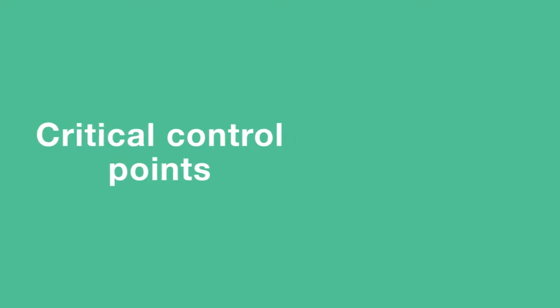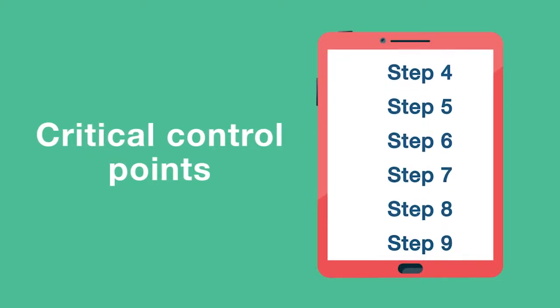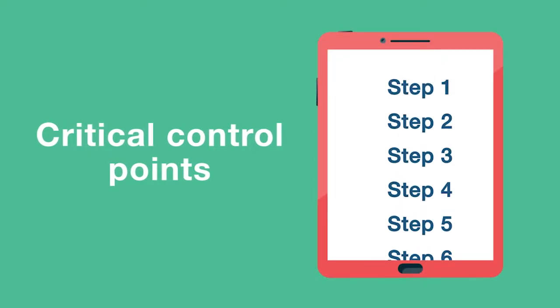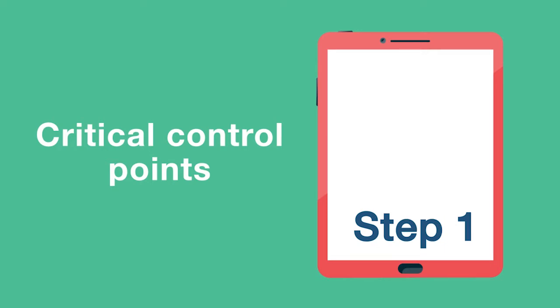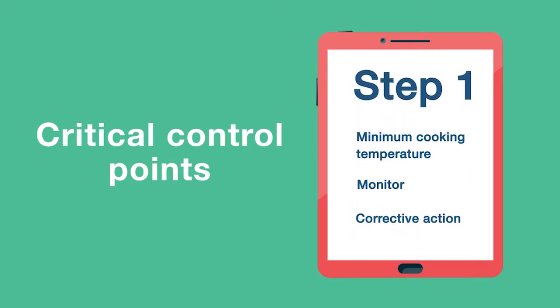Anna will need to determine whether any of the steps she takes are critical to the product's safety, and if so, she will identify these as critical control points in her plan. For each critical control point, she will describe what criteria must be met for the food to be safe, such as a minimum cooking temperature, how she will monitor that this is met, and what corrective action she will take if this is not met.